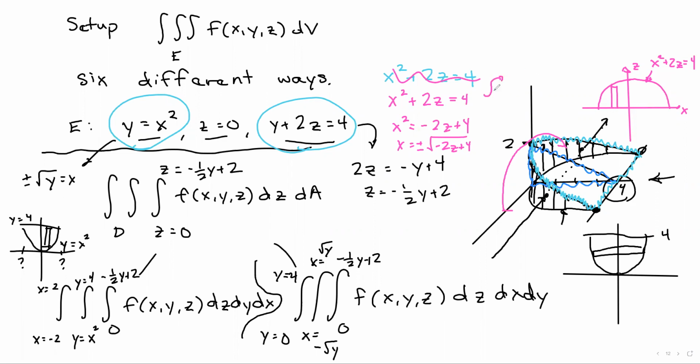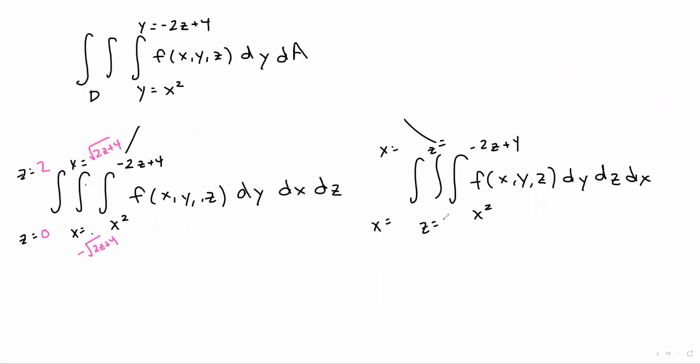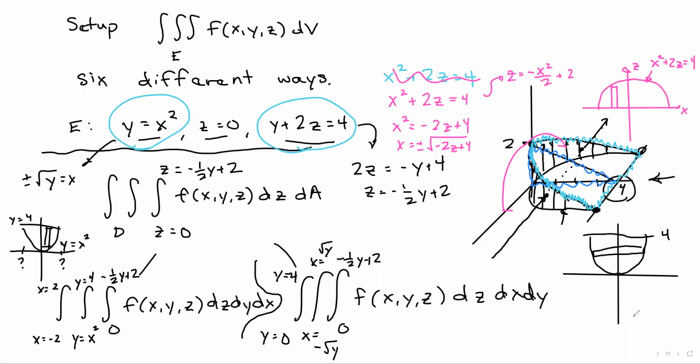To do that, you want to move the x squared over and divide by 2. So we're going to get z equals negative x squared over 2 plus 2, right? Slide this over, you get negative x squared, then divide by 2, so you get negative x squared over 2. And then 4 over 2 is 2. And so that's going to be our bounds. We're going to go from the bottom, which is at z equals 0, to the top, which we just said was negative 1/2 x squared plus 2. Right? And then what would our x values be?